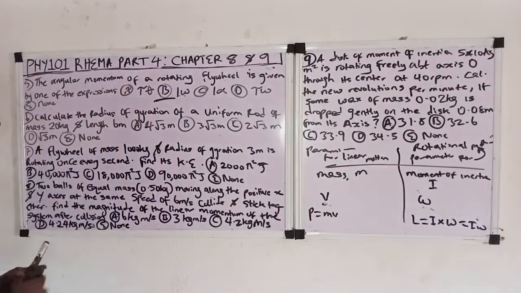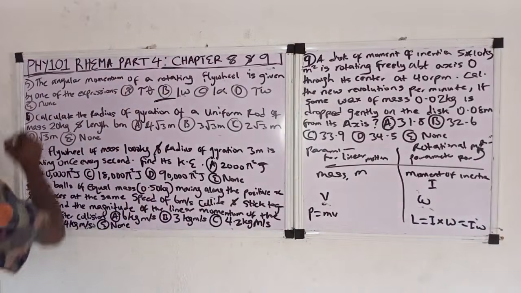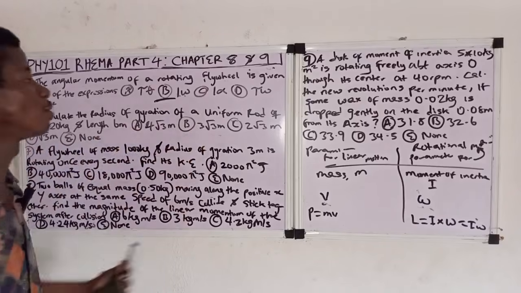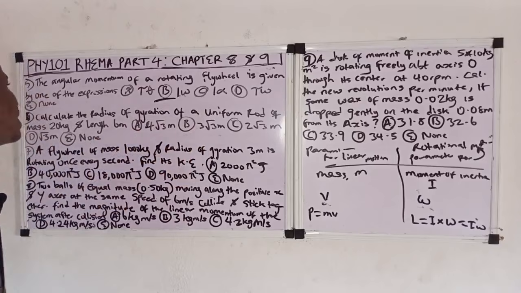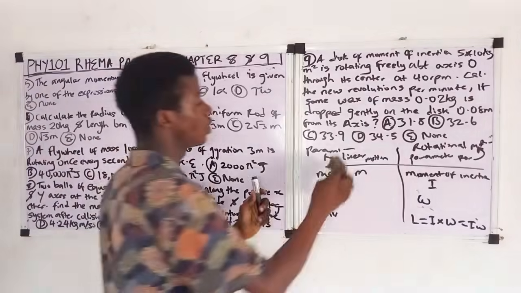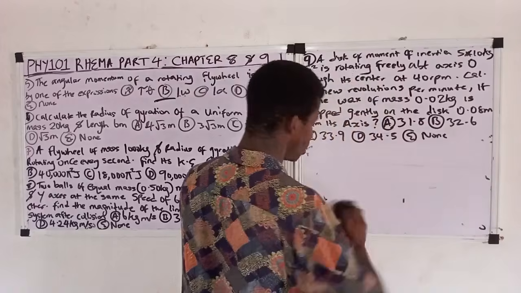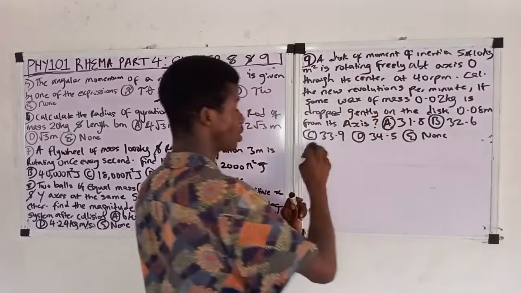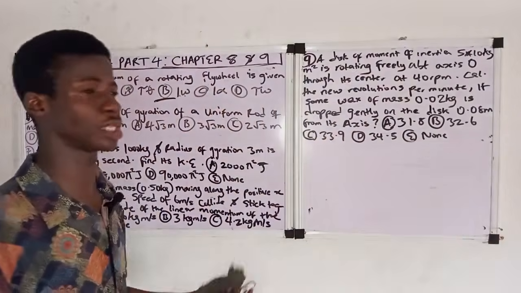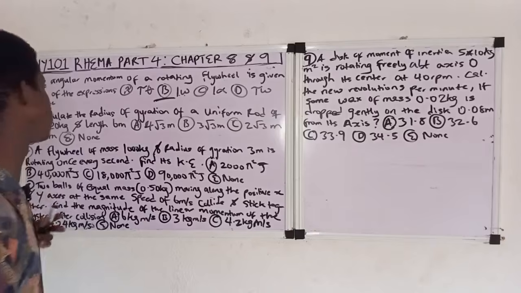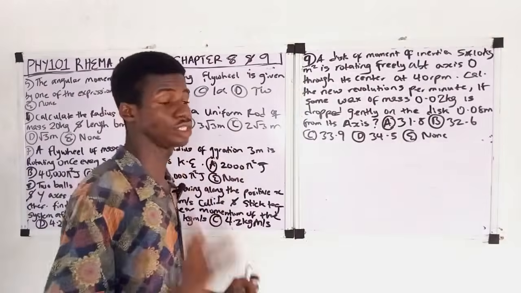Okay, so let's continue. Question 6. It says: calculate the radius of gyration of a uniform rod of mass 20 kg and length 6 meters. So, radius of gyration. To know more, you can go and watch our videos under rotational motion. I think I talked about radius of gyration, generally, and moment of inertia.